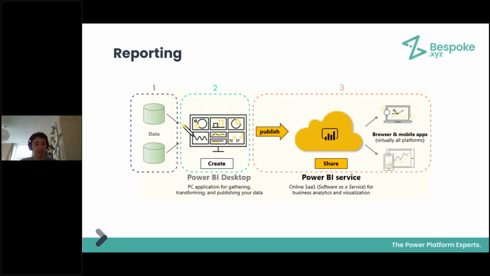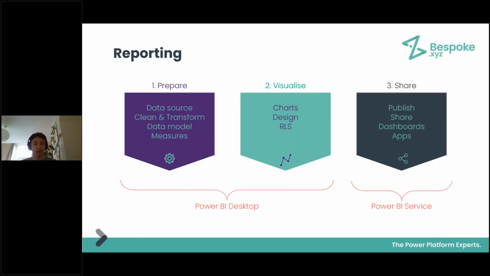So in terms of building a Power BI report, we typically split it up into 3 different sections. The first is preparing your data. This is what we like to think is the most important part of this process, and it's where you should spend most of your time when building your report. You then have the visualization process, and then finally the third step is sharing and distributing your report.